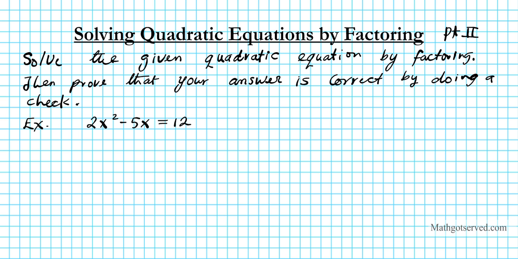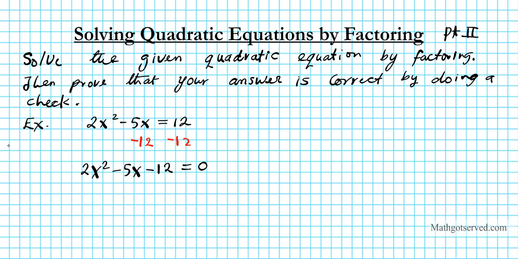So first of all, let's make it equal to 0. I'll subtract 12 from both sides. That gives me 2x squared minus 5x minus 12 equals 0. Now, is this in descending order? Absolutely. This is degree 2, degree 1, and degree 0.